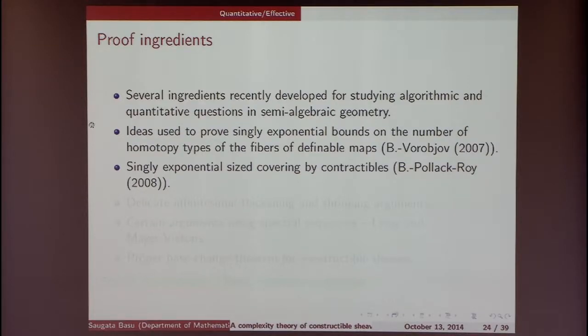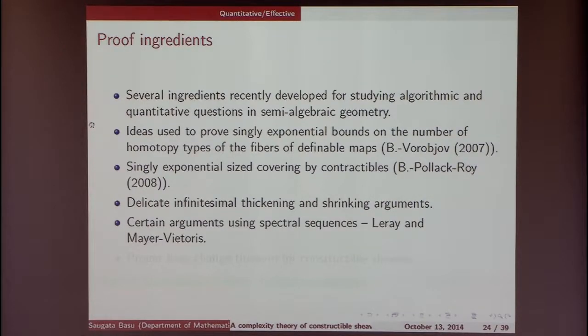So if you are given a subordinate partition whose elements are just locally constant, but you now cover them by contractibles, then they will become constant, but you pay a price. It goes singly exponential, but singly exponential is so big that these kinds of things don't matter. There are some delicate thickening and shrinking arguments when you are dealing with locally closed sets, some spectral sequences, and some basic theorems on constructible sheaves that go into this proof, which is kind of long.